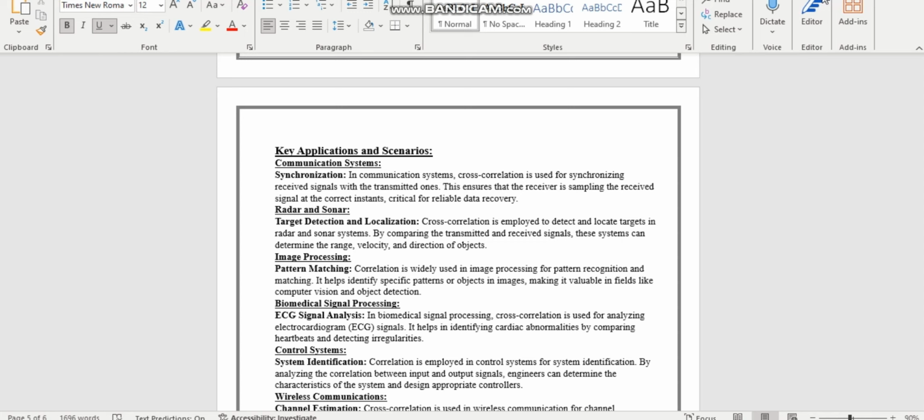Radar and sonar, target detection and localization. Cross correlation is employed to detect and locate targets in radar and sonar systems. By comparing the transmitted and received signals, these systems can determine the range, velocity, and direction of objects.